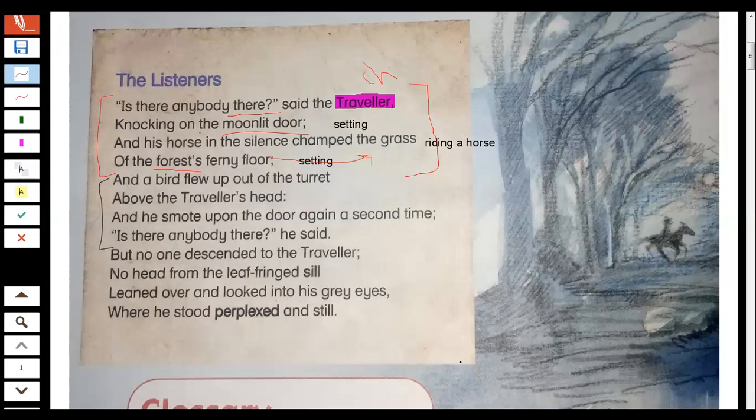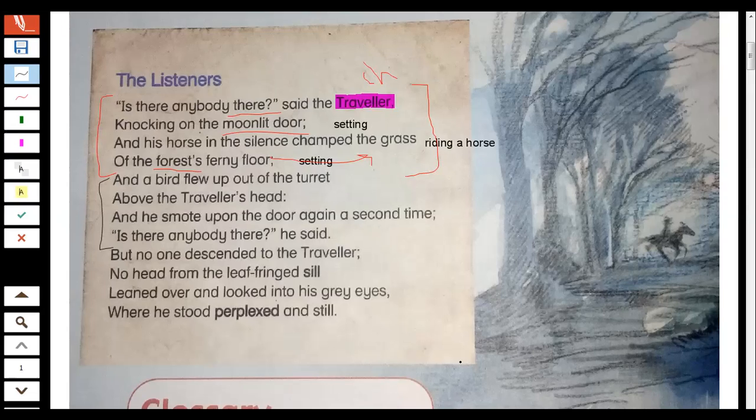Now, "and the bird flew up out of the turret." Imagine this idea and put this image in your mind. Close your eyes. Make sure you close now and think and imagine what I'm going to say. I'm moving with my horse. I'm riding my horse. My horse is moving slowly in the deep nighttime. I stood in front of a door that is covered with moonlight.